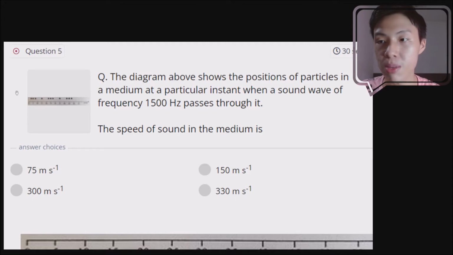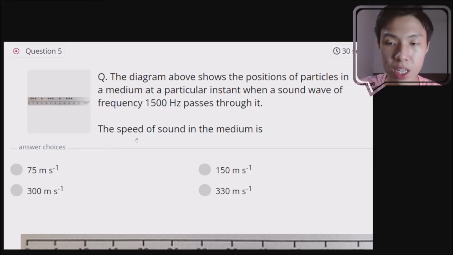Okay, so this is the position at a specific moment when a sound wave of frequency 1500 hertz passes through it. So you know that there's a sound wave of 1500 hertz passing through this medium here, and at this particular moment, if you take a snapshot, this is what we can see for the particles at that specific moment. And now they ask for the speed.